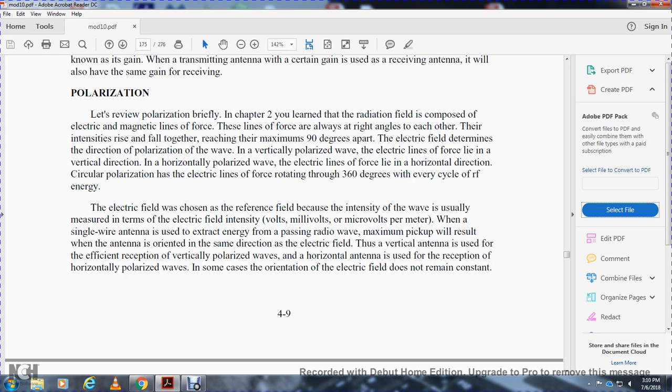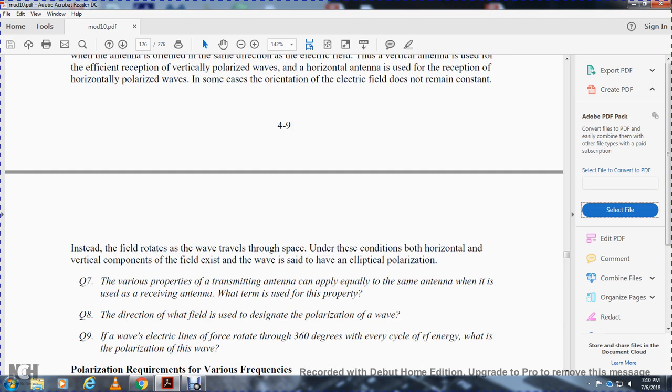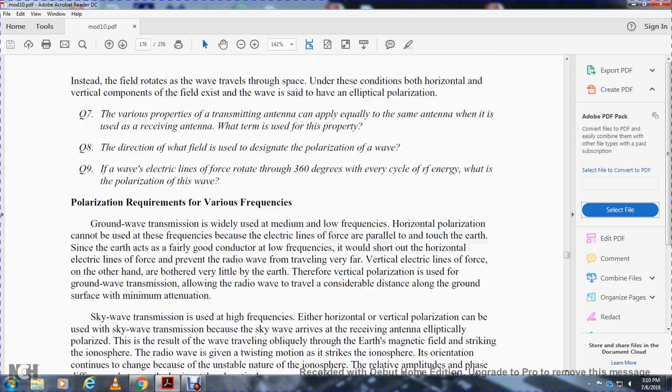In some cases, the orientation of the electric field does not remain constant. Instead, the field rotates as the wave travels through space. Under the condition where both horizontal and vertical components of the field exist, the wave is said to have an elliptical polarization.